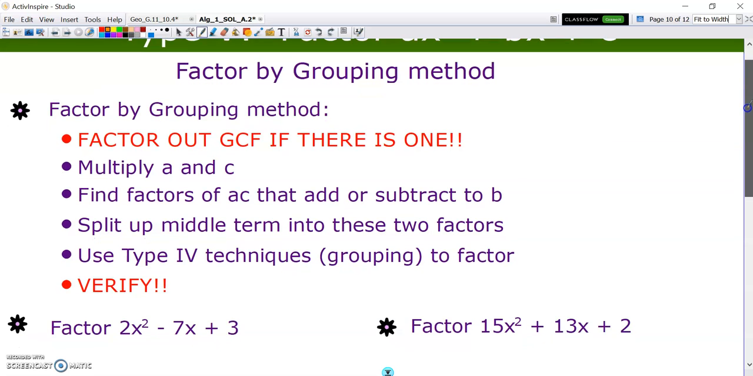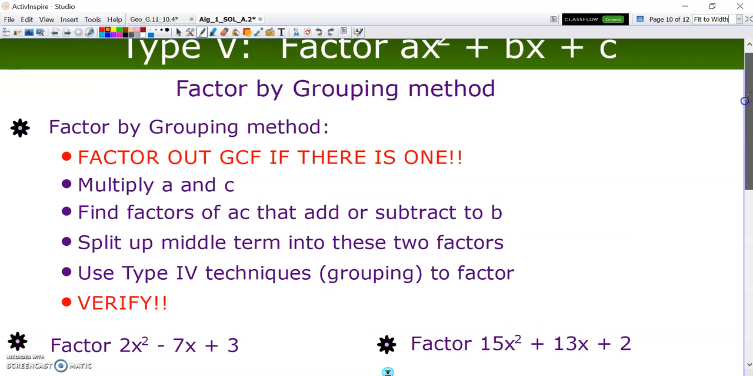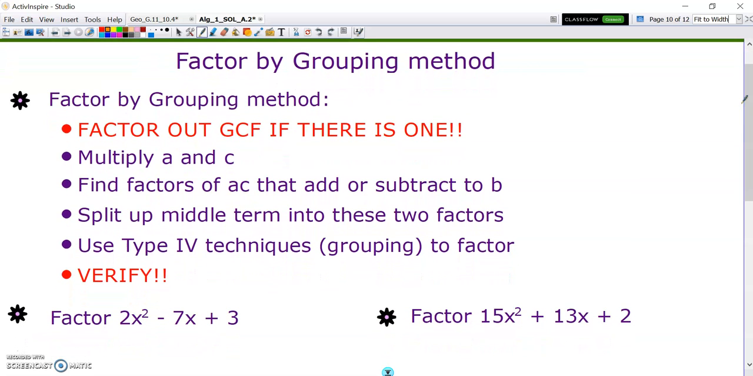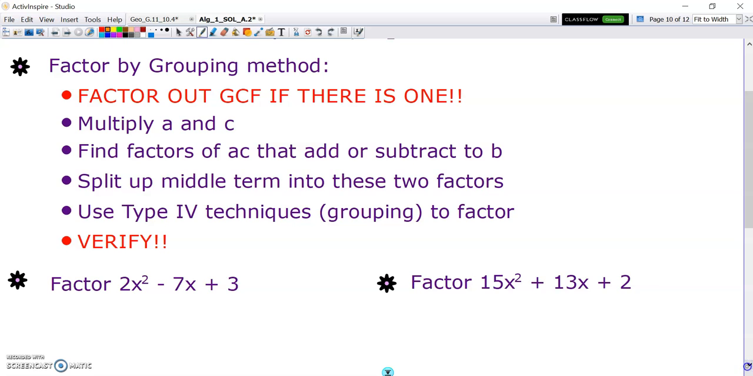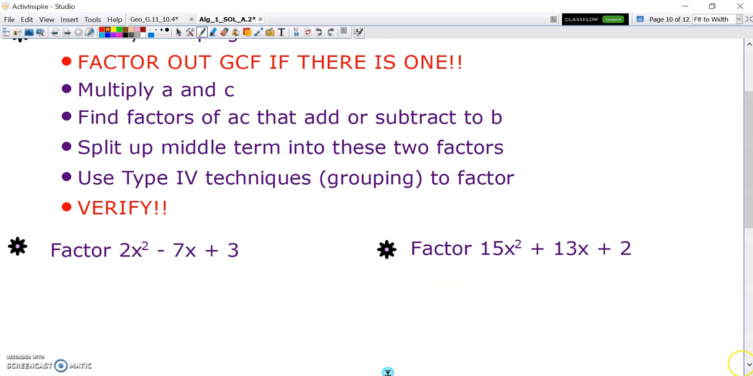There we go. So in order to do type 5 factoring, we're really going to use the factor by grouping method, which is what we learned previously. We're going to try first to factor out a GCF if there is one. We're going to multiply a and c together and find factors of a and c that will add or subtract to b. We're going to split up our middle term and do type 4 techniques, which is factoring by grouping, and then we'll verify. So those are our steps. It seems quite complicated, but let's see if we can break it down.